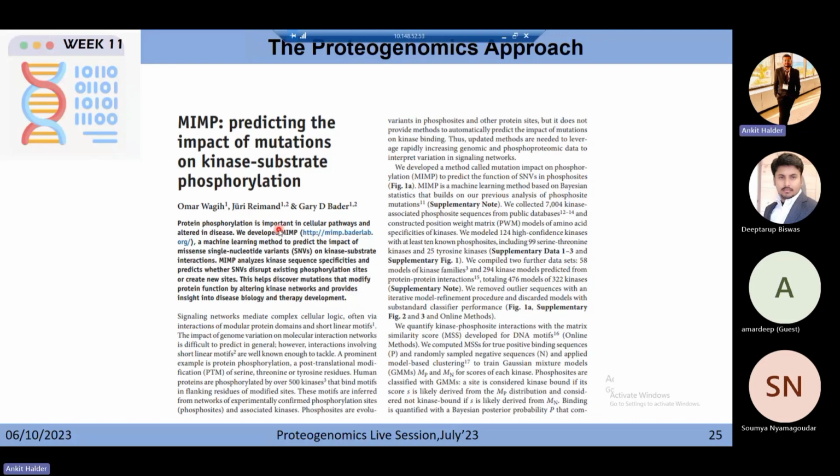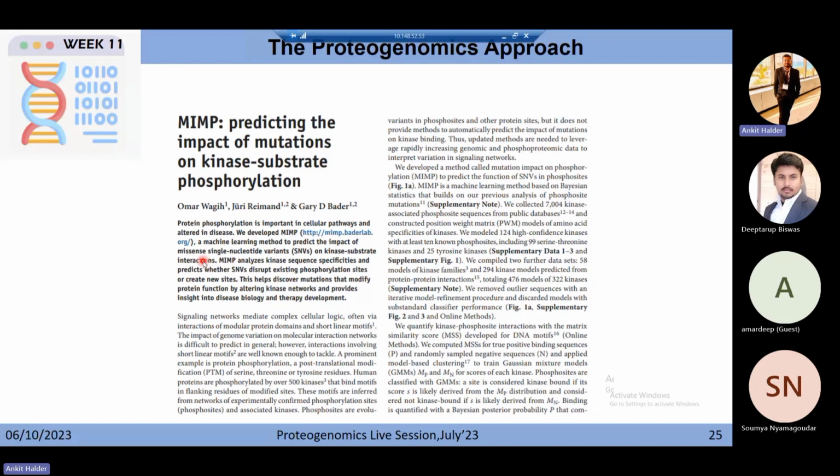Given that protein phosphorylation is important in cellular pathways and altered in disease, the authors have developed MIMP, which is available online, and you can definitely go and try it. This is the link. It is a machine learning method to predict the impact of missense single nucleotide variants, which we just spoke about, on kinase substrate interactions, so on the kinase and the substrate.